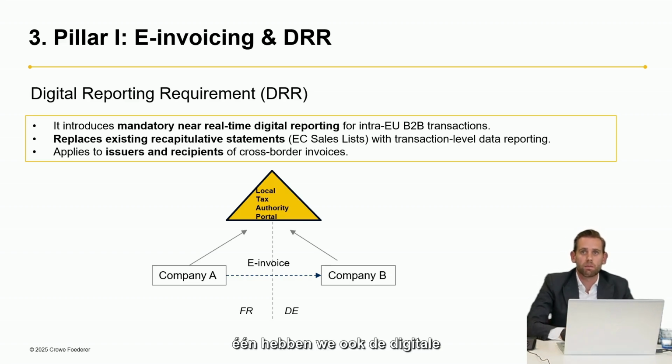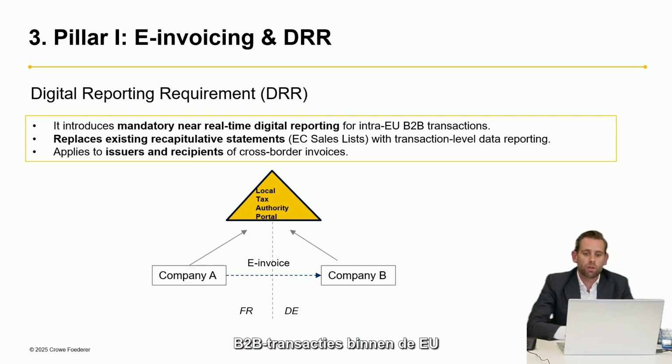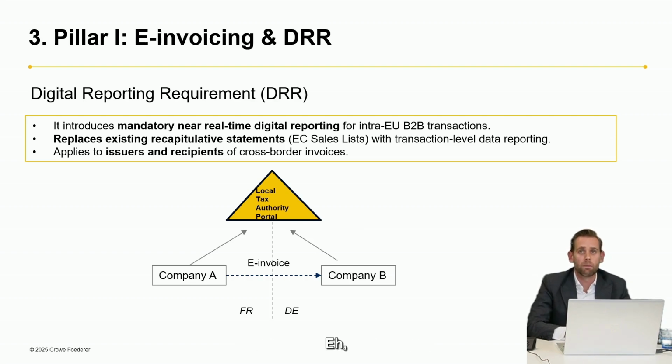Next to e-invoicing under Pillar 1, we also have the digital reporting requirement, or DRR. This is introduced for near real-time reporting of intra-EU B2B transactions. And I think it's important to mention that this will replace the current EC sales list. The EC sales list is already filed at the moment, monthly or quarterly. But the digital reporting requirement is a bit different because it needs to be reported for every transaction separately, whereas the EC sales list is on a monthly or quarterly basis for all the transactions in 1 month or 1 quarter.